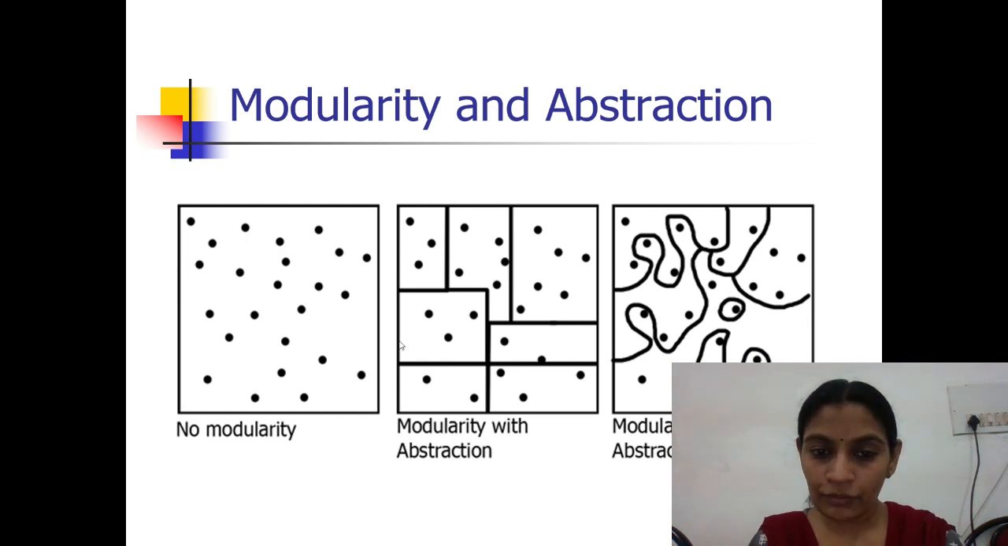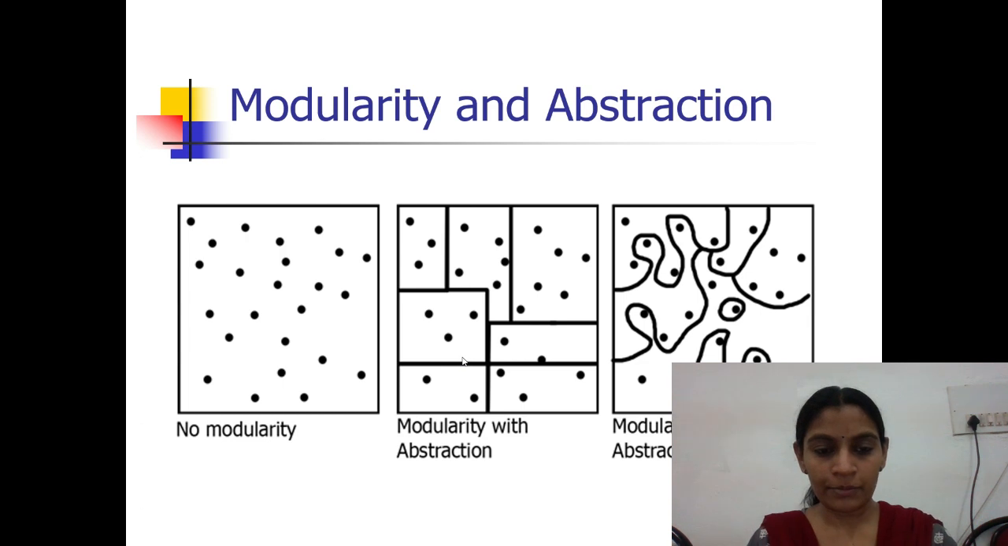In the second picture, we can see the same first picture itself, but there are a few boxes inside it. Here you can see it is a representation of modularity with abstraction. So what are we trying to say here? We are trying to group the components.